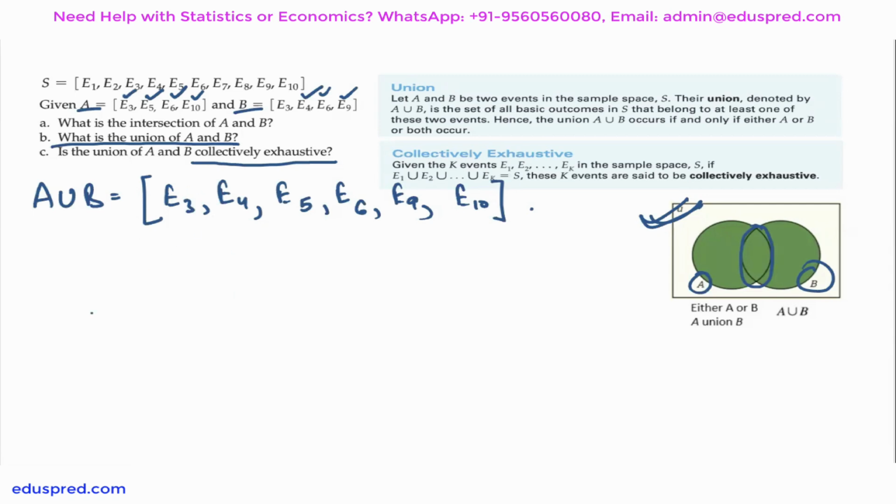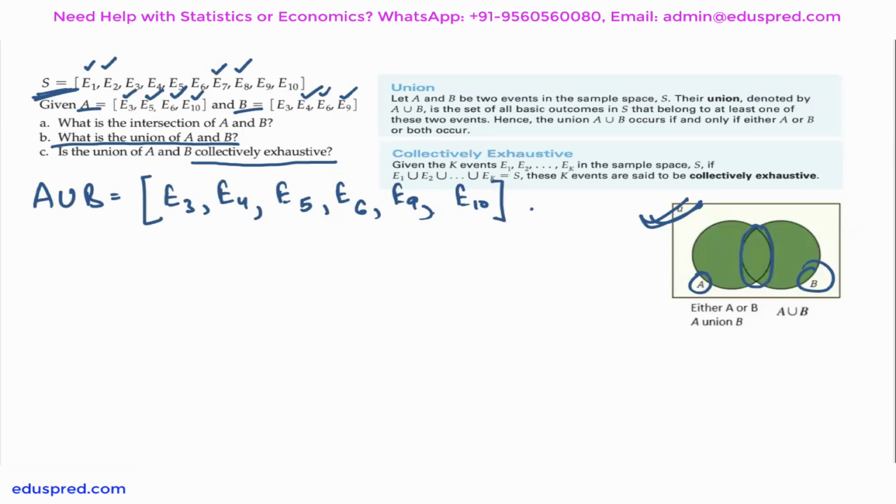So let's see here what we have. Our sample space is given here. The very first element E1 is actually not a part of A union B. So in the initial stage only we can say that it is not collectively exhaustive, right? Similarly, E2 is not a part of A union B. E3 is there, E4 is there, E5, E6 is there, E7 is not a part of A union B, E8 is not a part of A union B, E9 and E10 are a part of A union B.